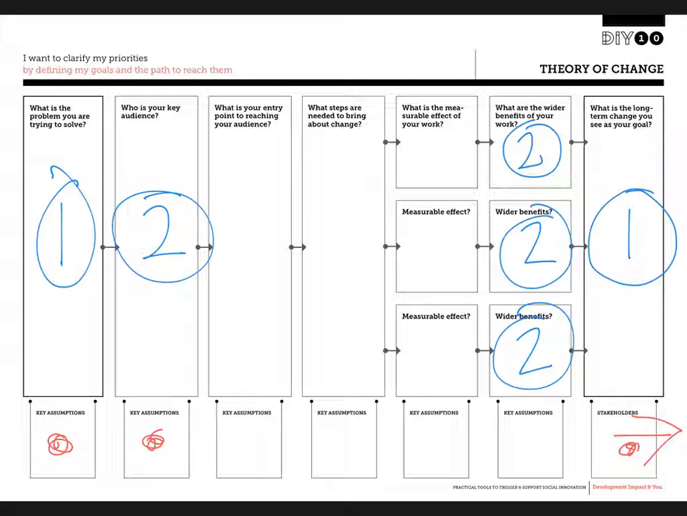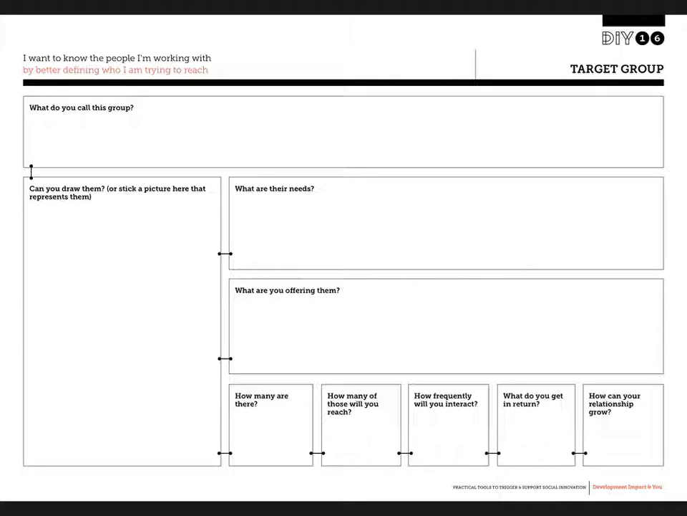The last thing to really jump on here, and it might be that you come back to this later, is your entry point to reaching your audience. So if you're thinking about that audience, you're thinking about those key stakeholders, what is your very first point of contact with them? Thinking about that target audience, thinking about those stakeholders, this is where our target group comes in.